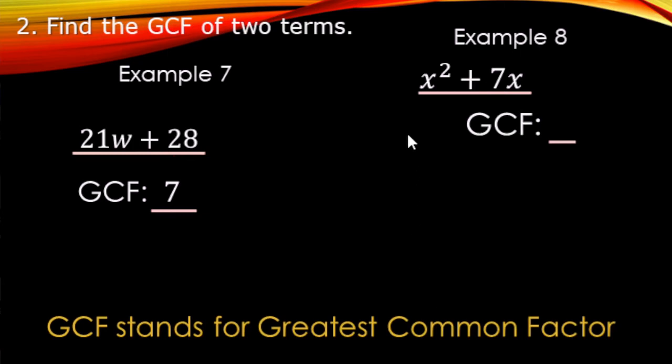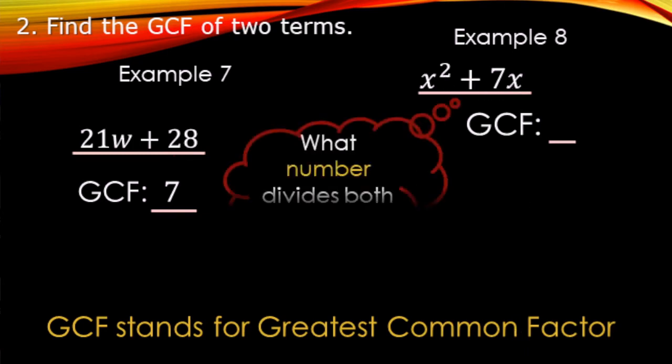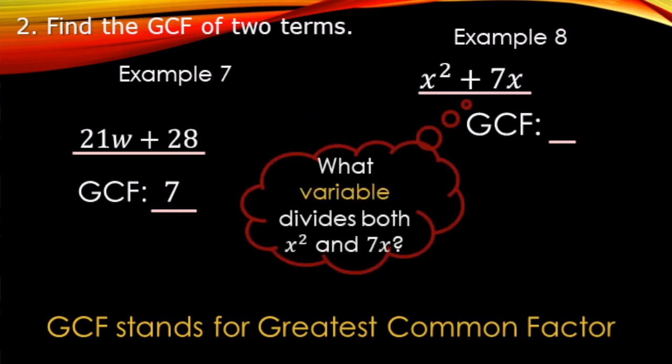Another example here, x squared and 7x. We're looking at what number divides both the x squared and the 7x. Well, there's no number that divides them both because that's just a 1x squared there. So now we're looking at the variables. Between x squared and 7x, a single x goes into both x squared and 7x. So that would just be x for the greatest common factor.